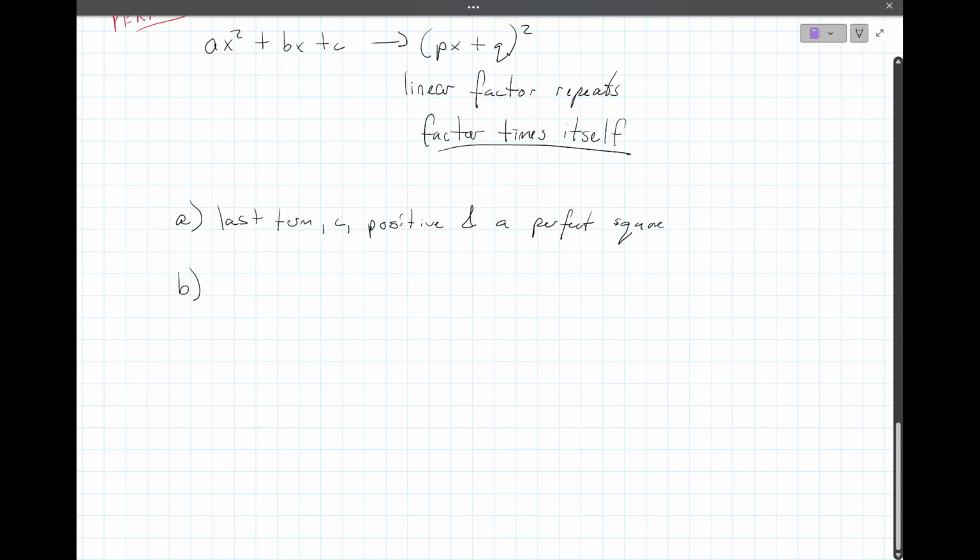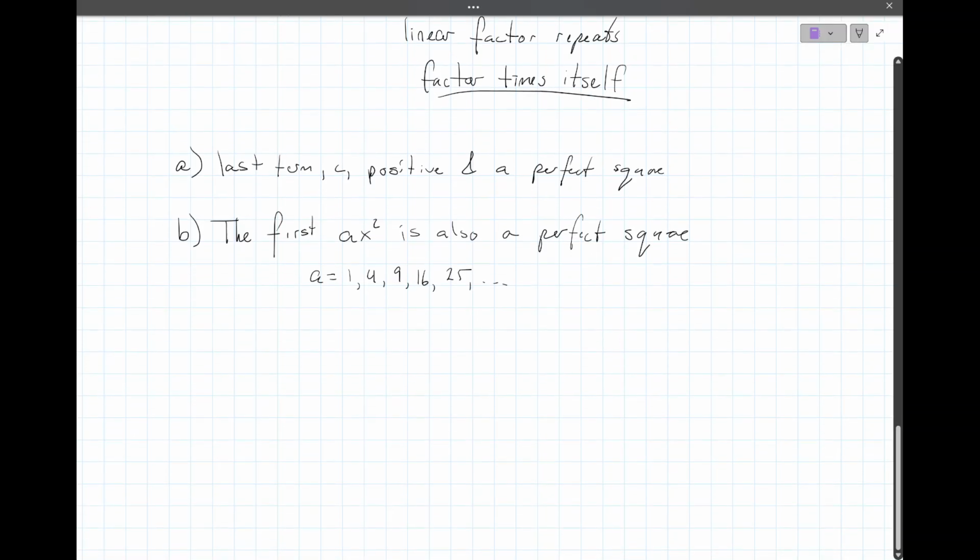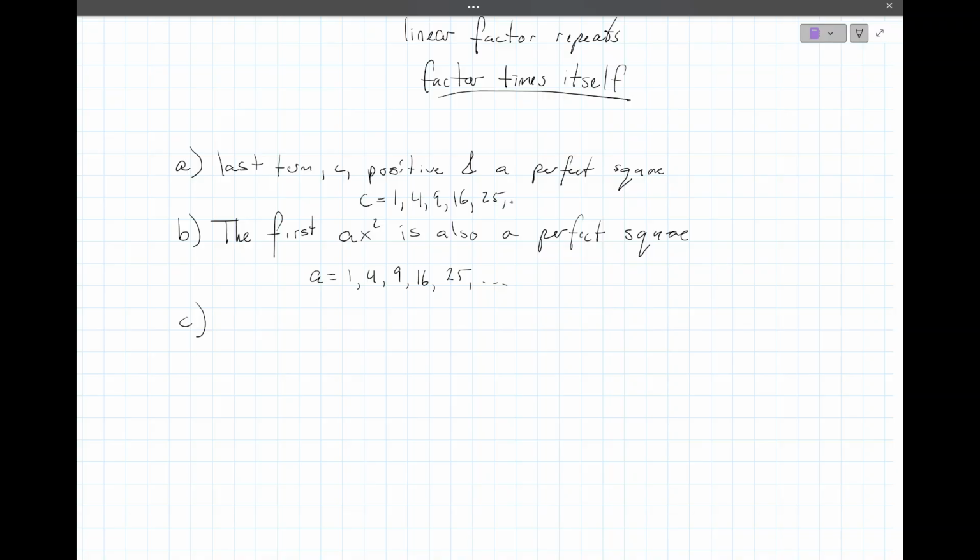Second, the first term, ax squared, is also a perfect square. So that a, that constant, has to also be a perfect square. So a is equal to 1, 4, 9, 16, 25, and so on. Our first term has to be a perfect square. Also, c has to be like 1, 4, 9, 16, 25. So it needs to meet that criteria.